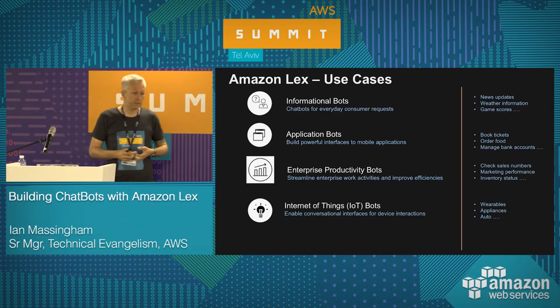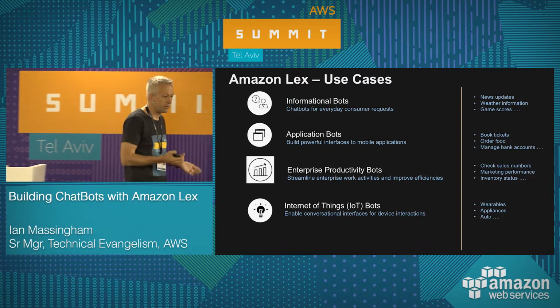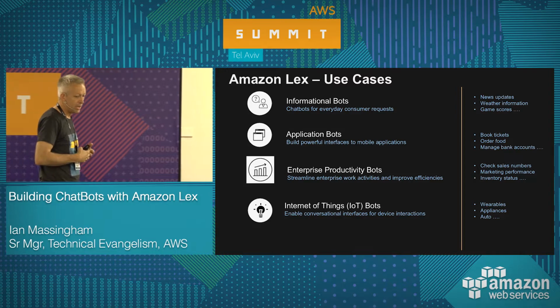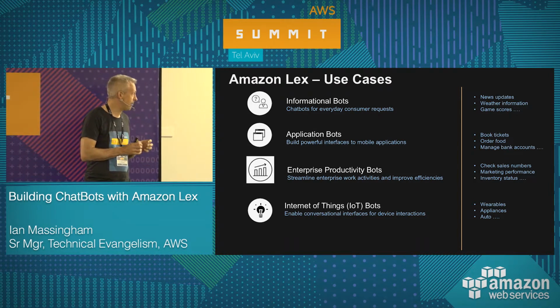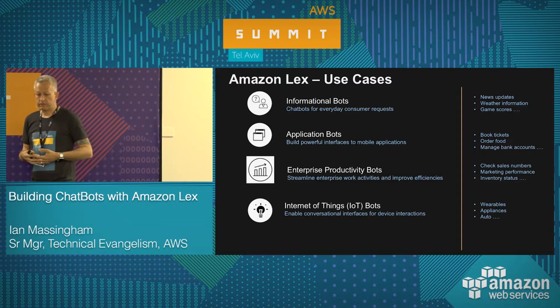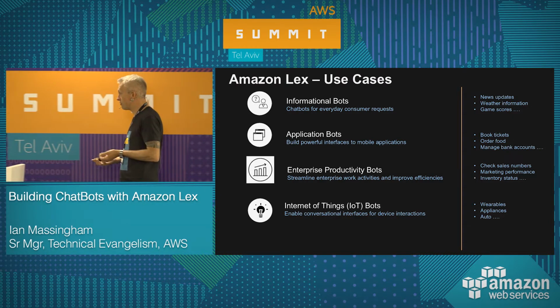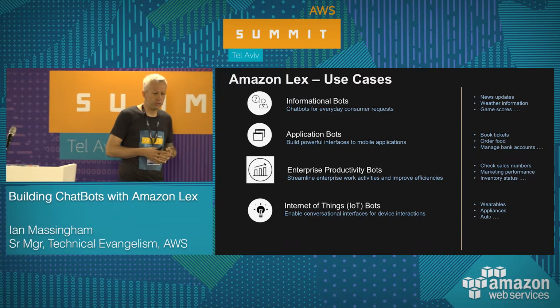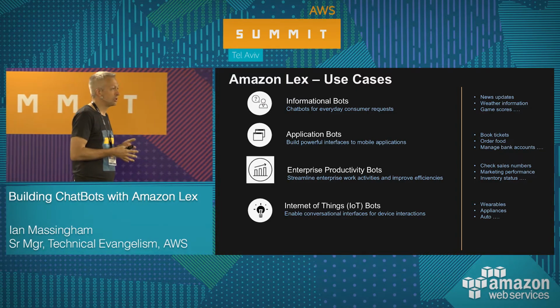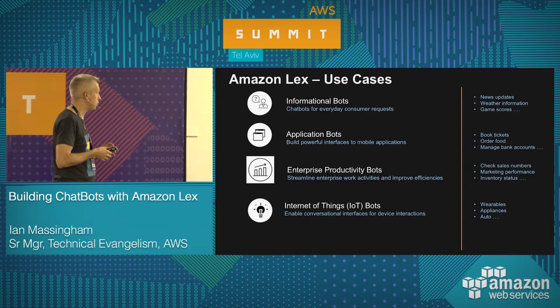So what are some use cases that we've seen? I've already hinted at quite a lot of these already with some of the illustrations that I've been using. Informational bots, application bots to extend mobile applications, enterprise productivity, which we've already talked about, inventory checking, updating contacts, scheduling appointments, all of the stuff that you might normally do with a CRM system, you could do with chat with some of the integrations that I've talked about.